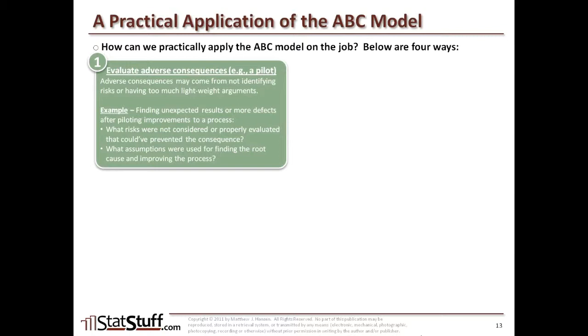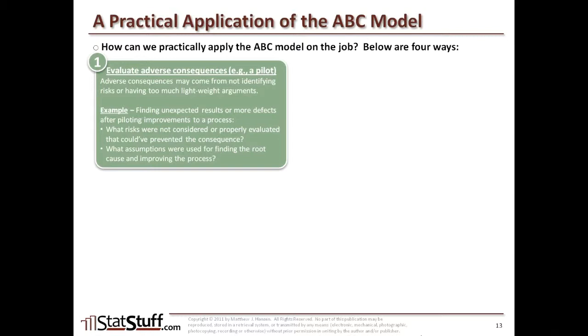So as an example, finding unexpected results or maybe more defects after we're piloting improvements to a process. That is, we might have some sort of improvement we want to put in place, then we go through the process of trying to pilot it, to test it out, but we're getting unexpected results, something we didn't account for or didn't expect. The improvement is not leading to the type of improvement we expected, or maybe there are some sort of adverse effects. So we might need to ask ourselves, what risks were not considered or properly evaluated that could have prevented the consequence in the first place?